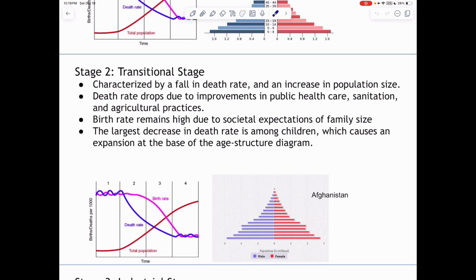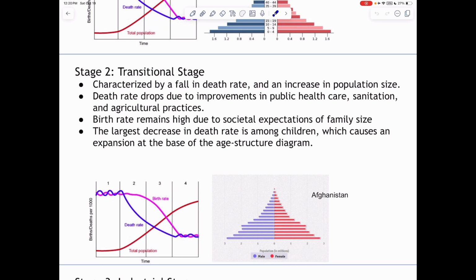This is happening because of improvements in public health care, sanitation, agricultural practices. Maybe we're using tractors now and we don't need the hard labor of people. Public health care, maybe we've just increased that sanitation, or we're able to at least support people with the basic healthcare needs. Our birth rate is still high because there's that societal expectation of a family size. Everyone is used to having large families. That's how they grew up, so they continue that.